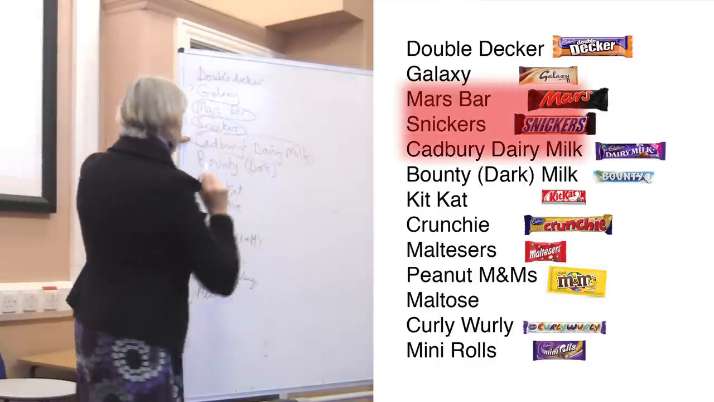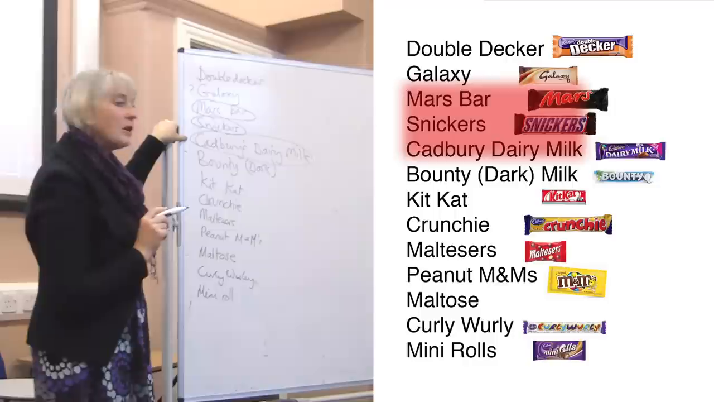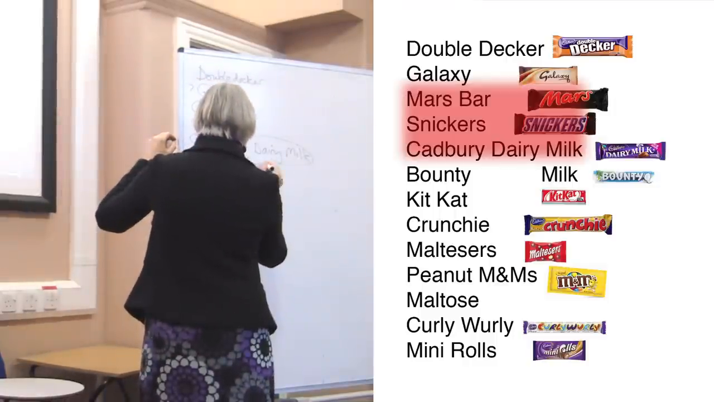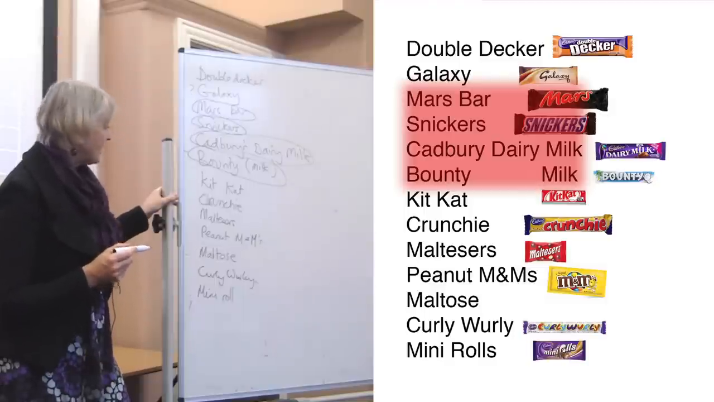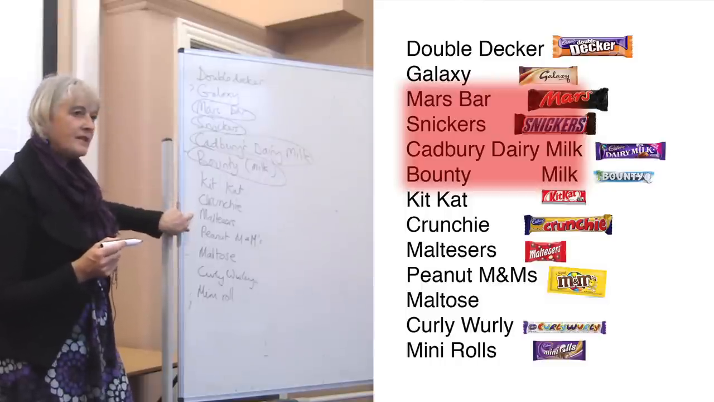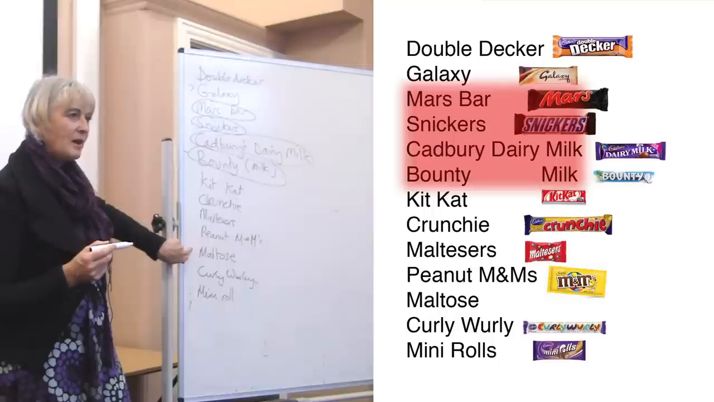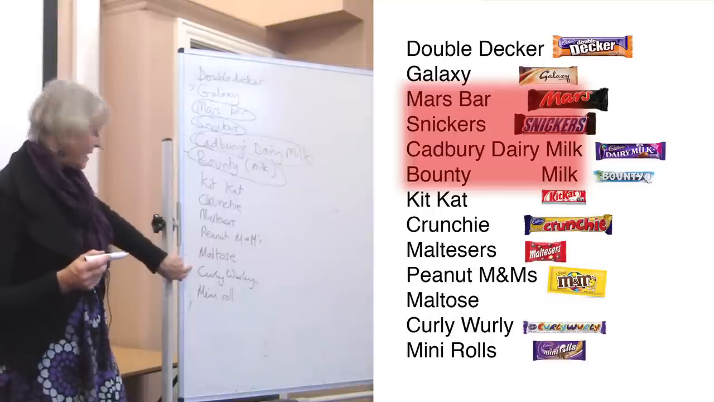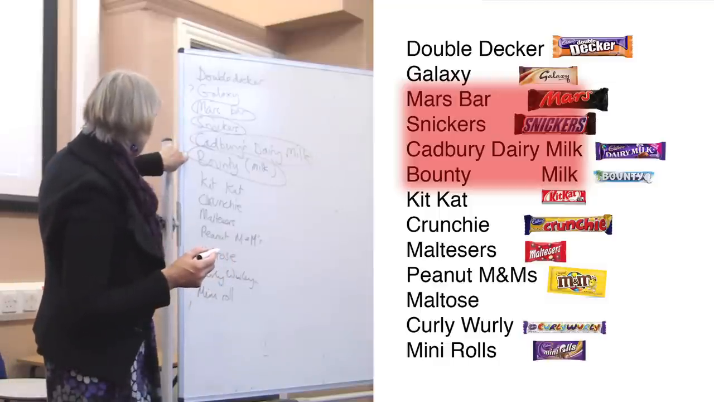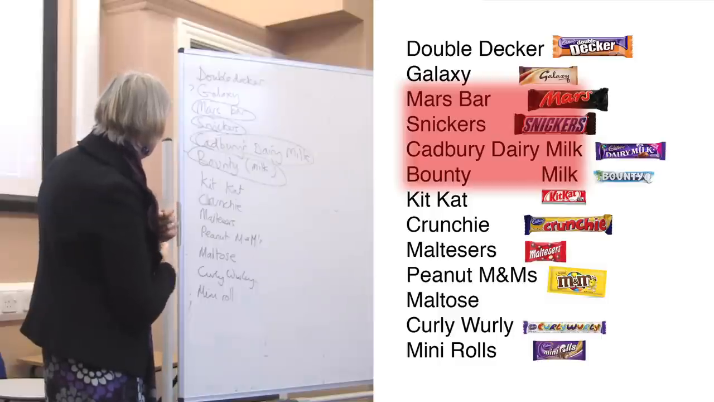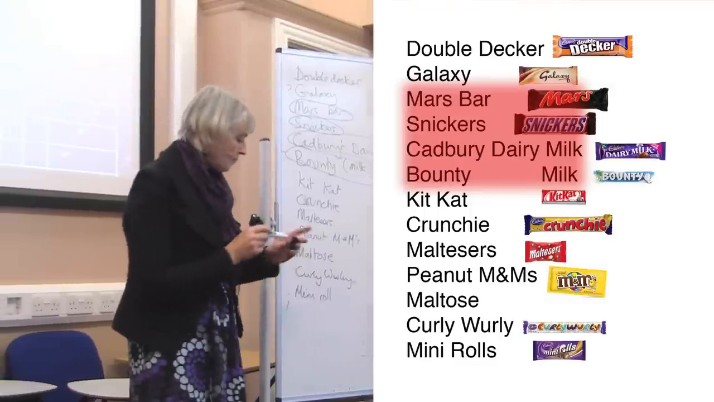Okay. Anybody never had a Bounty dark chocolate? What about Bounty milk chocolate? Everybody's had one of those? We're going to have to change that, I'm afraid. It's going to have to be a Bounty milk. Okay. Anybody never had a Kit Kat? Okay. Never had a Crunchy? Never had Maltesers? Never had peanut M&Ms? Never had Maltos. Right, well, we're going to have to try that. Never had a curly whirly. Never had a mini roll. Okay. One, two, three, four. Okay. I think that might just be enough. Right, we're going to go with those four then. Mars bars, Snickers, Cadbury's Dairy Milk and Bounty. Milk variety.